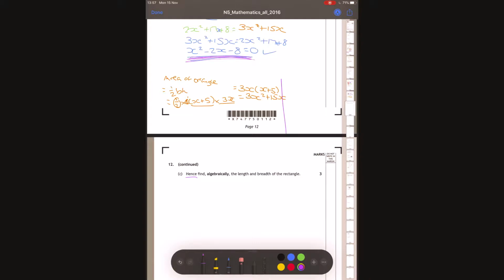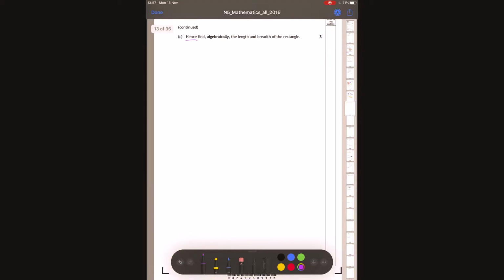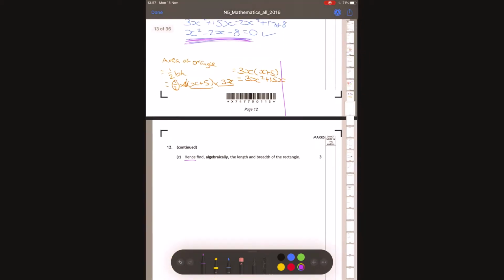So, to find the length and breadth of the rectangle, well, if we find the value of x, we can do 2 times x plus 1, that'll give us the breadth, and then whatever x is plus 8, and that'll give us the length. So we need to find x, and using our equation from here, we can factorise x squared minus 2x minus 8 equals 0 to find x.